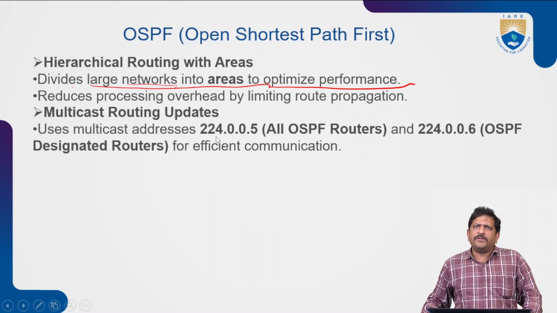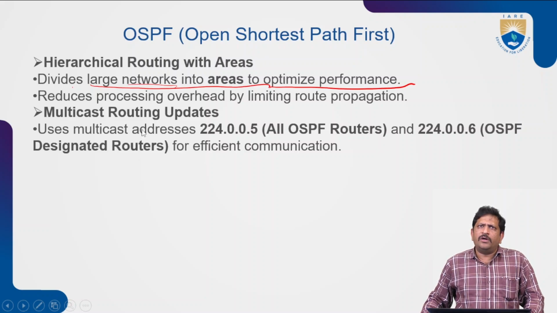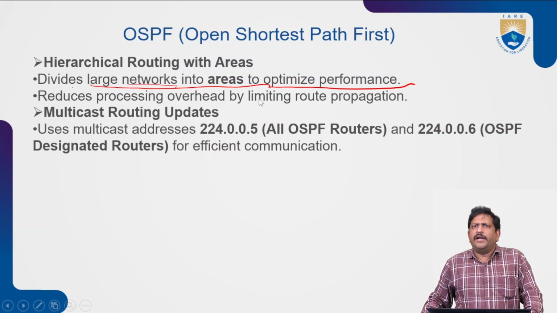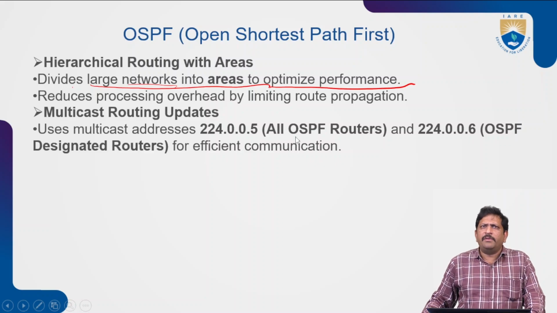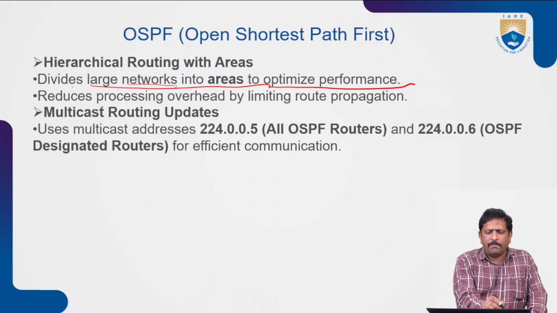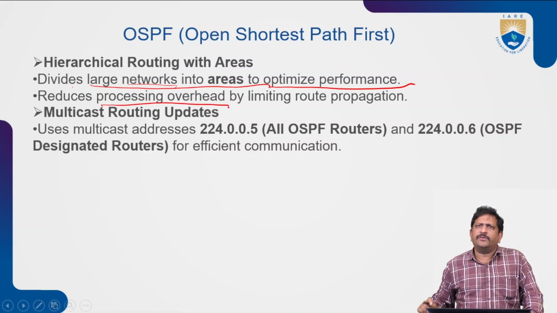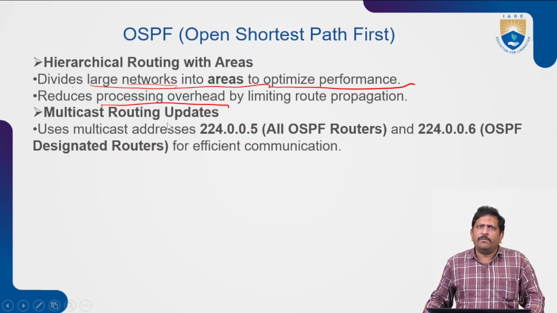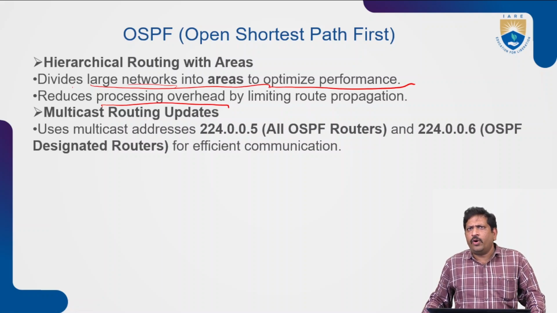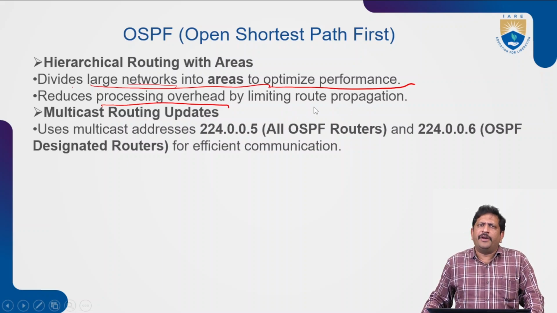And reducing the processing overhead. Suppose more data is transferring and the processing is not possible, or the processing is complicated. The processing overhead can be reduced by limited route propagation. Route propagation is limited here, and the overhead and data transfer can be reduced.